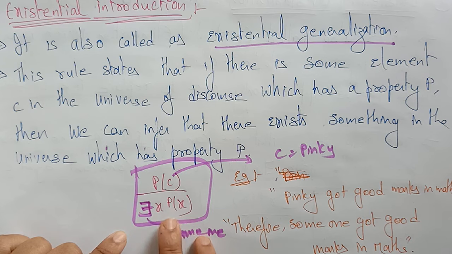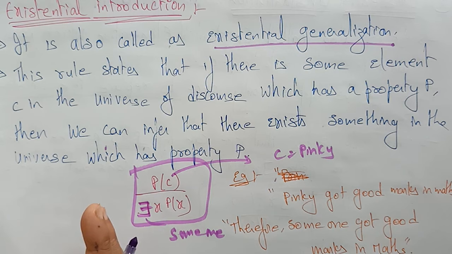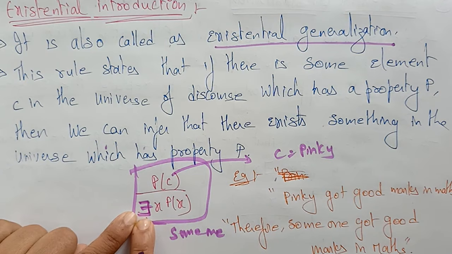So this is the existential generalization and the universal generalization. The formula is the same, but the only difference is that here we are using someone, and there we use for all. Okay, and those two are the same.